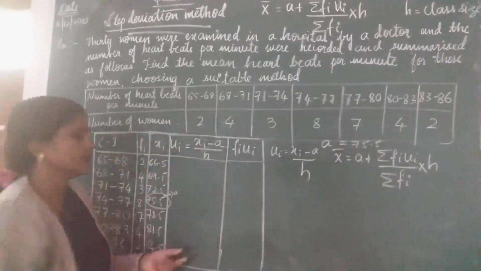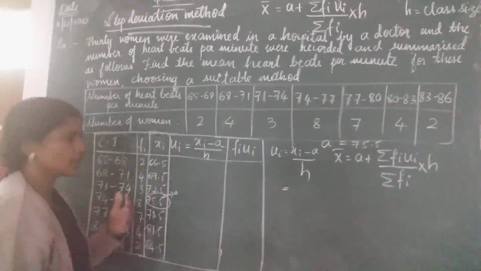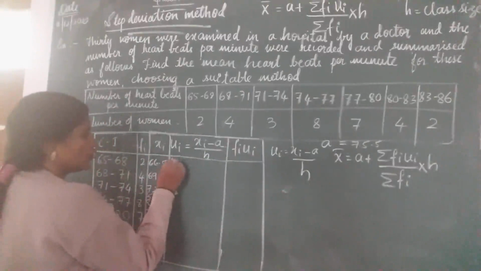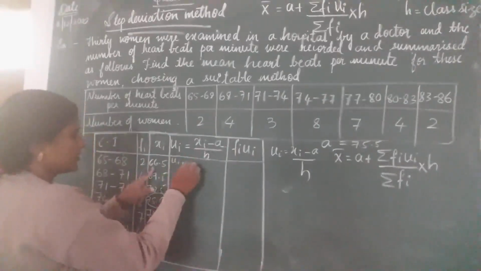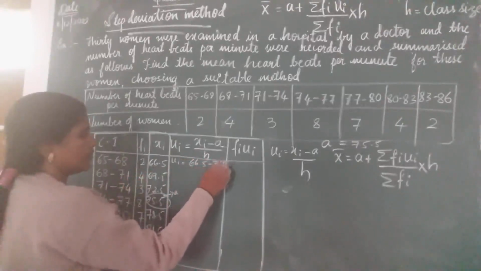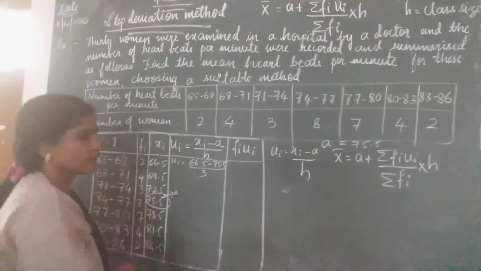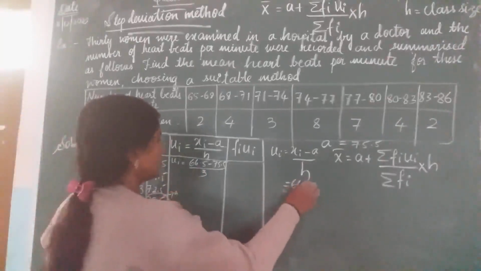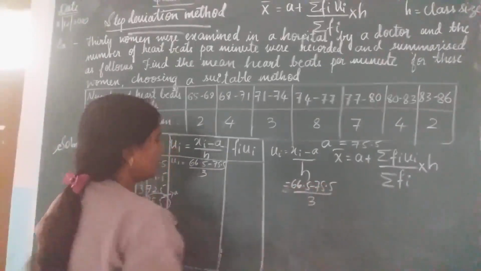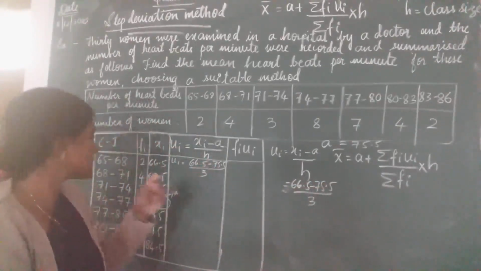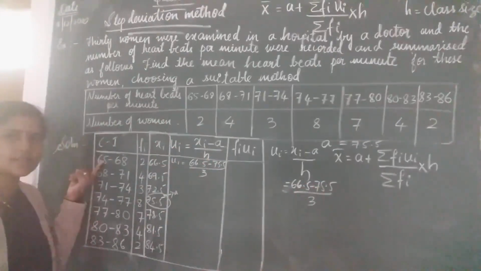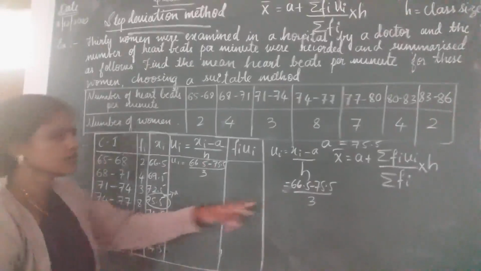Now we have to subtract here. One I will show you, the other ones you can do very easily. So ui is equal to xi minus a, that is 66.5 minus 75.5, divided by 3. You can do it separately with a pencil, because the column will be very small. What is 3? How did we get the class size? Class size is nothing but upper limit minus lower limit: 68 minus 65, that is 3. So class size is 3.